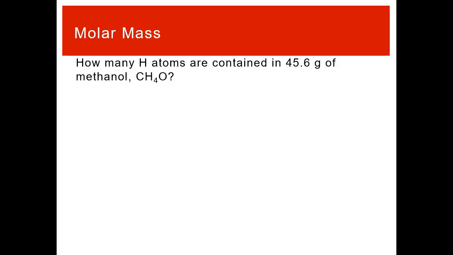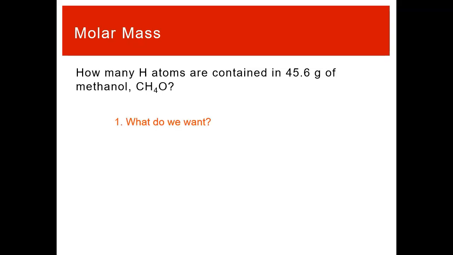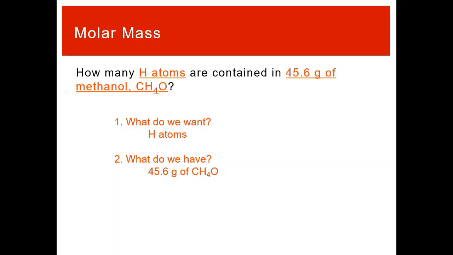So let's do a hard example where we're going to put all of these things together. How many hydrogen atoms are contained in 45.6 grams of methanol, which is CH4O? Still want to start by asking, what do we want? Hydrogen atoms. We are looking for a count of actual atoms. So this is going to be a counting unit of hydrogen atoms. What do we have? 45.6 grams of methanol. Okay.